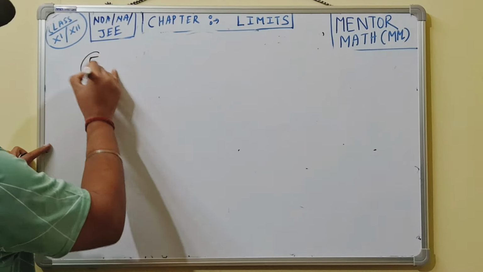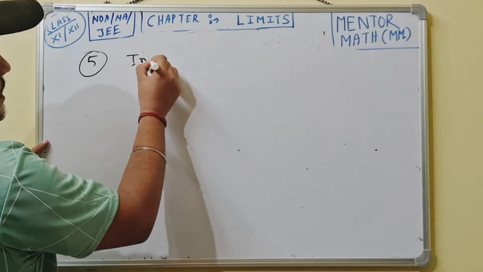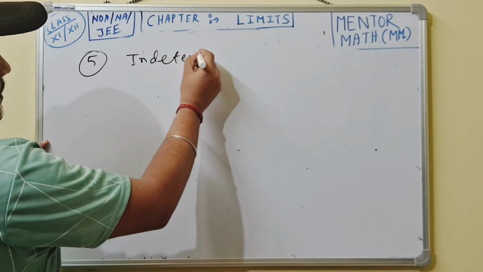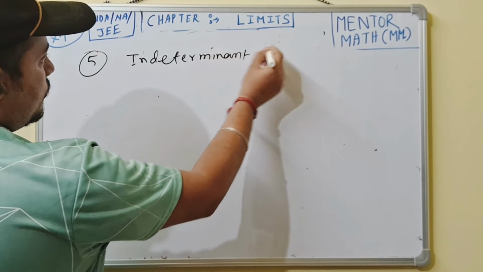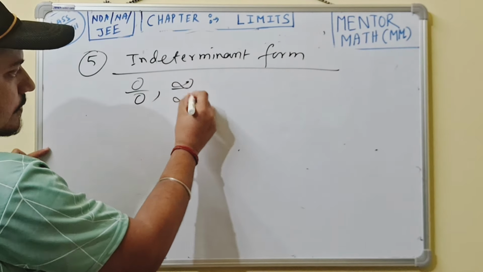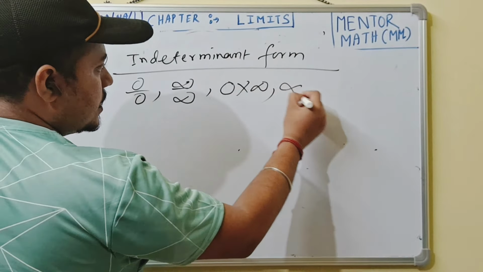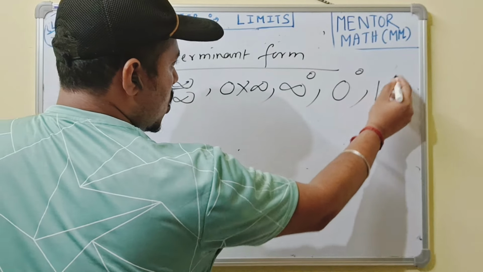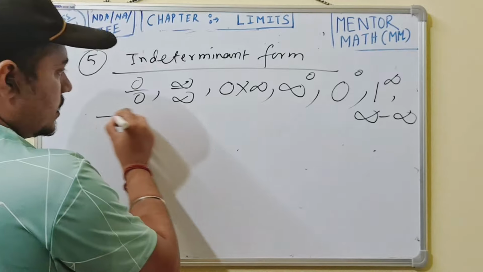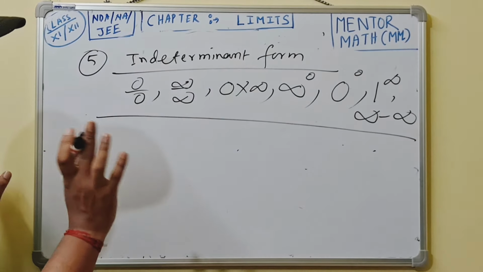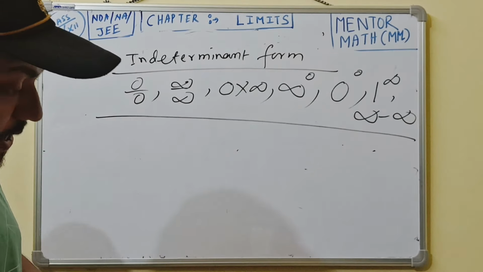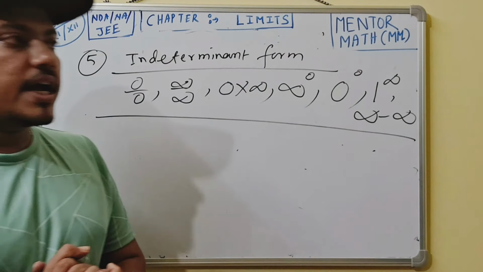Next, number 5 is your algebraic form, that is the indeterminate form. So there are 7 forms you understand: 0 by 0, infinity by infinity, 0 into infinity, infinity power 0, 0 to the power 0, 1 to the power infinity. There is such an expression also, infinity minus infinity. These 7 indeterminate forms are very important. You can note this also. Okay, so that is the main concept regarding your limits.